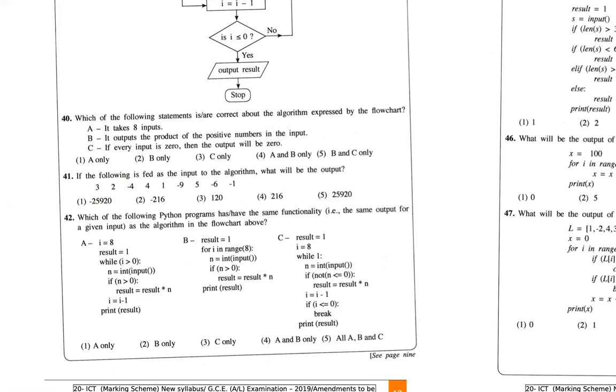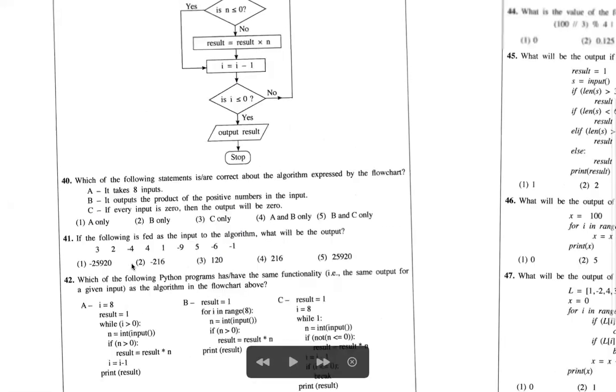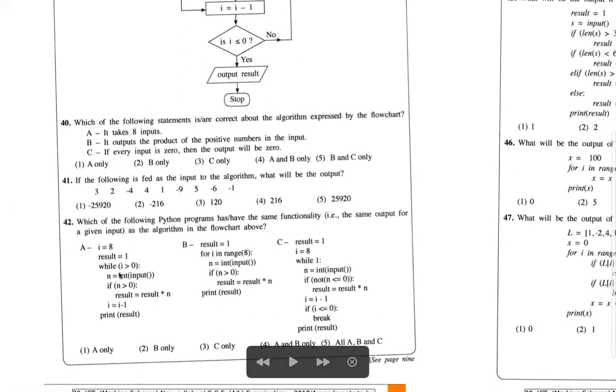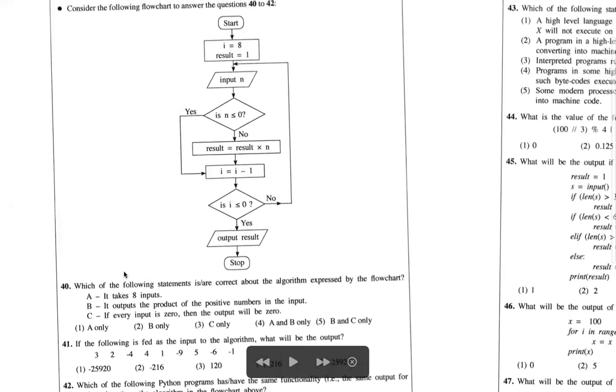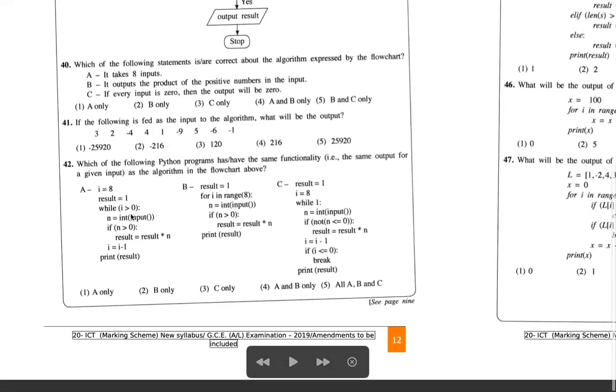42, which of the following Python programs have the same functionality? I equal 8, result equal 1. While I greater than 0, in input, and if n is greater than 0, multiplication done. Yes, first one is correct. It's written in another way.